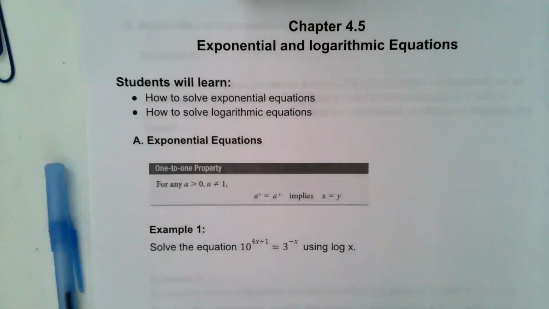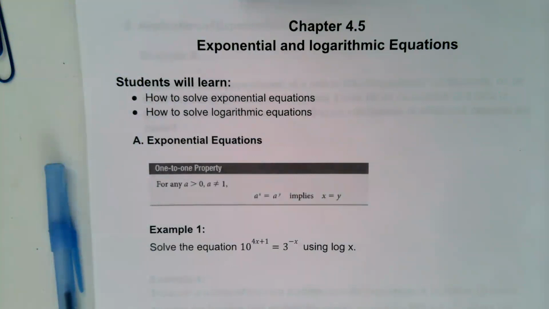Welcome back for the chapter 4.5 video. After learning some of the properties of logarithms and how they can exchange to different things with exponentials, we're now going to tie that all together and learn how to solve exponential and logarithmic equations here in chapter 4.5.